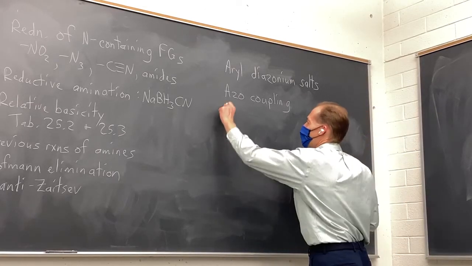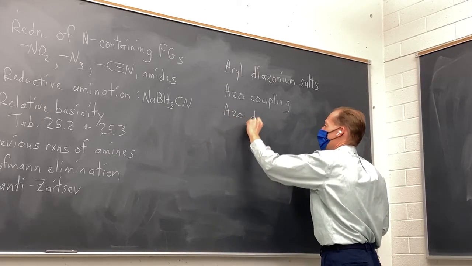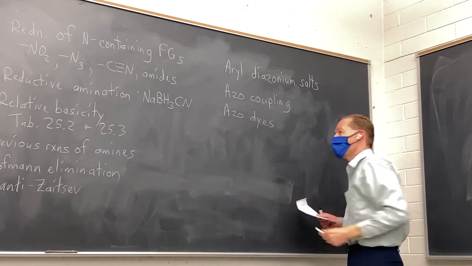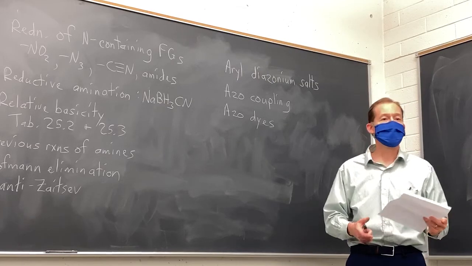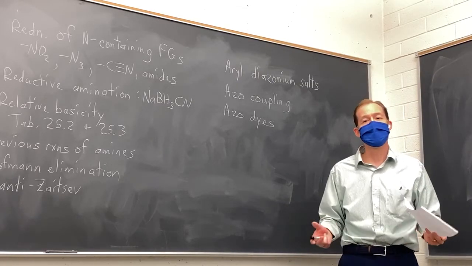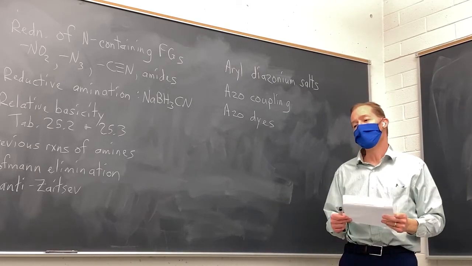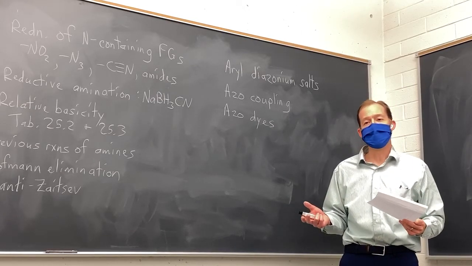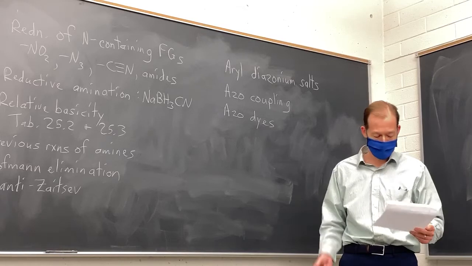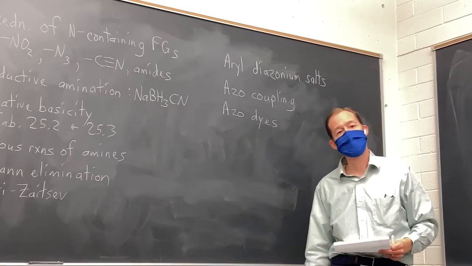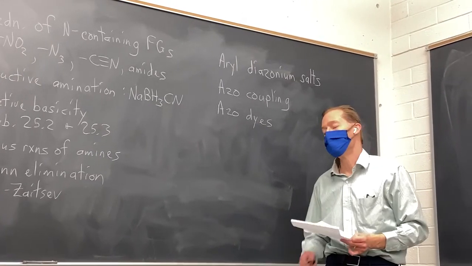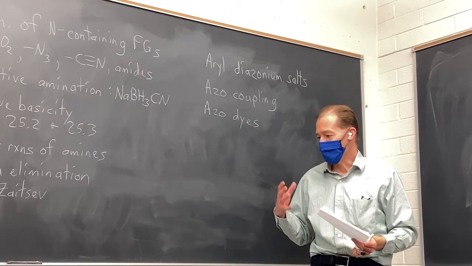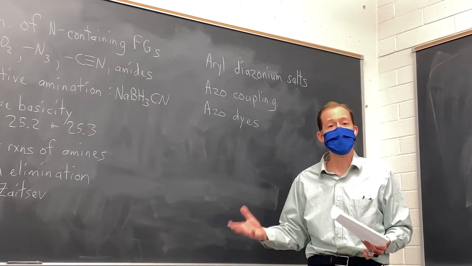And then the products of the azo coupling reactions are the azo dyes. And we talked about why they're dyes. They're highly conjugated, so they're colored. And they have to have functional groups that can either hydrogen bond or have electrostatic interactions with the fabrics that they are adhering to.